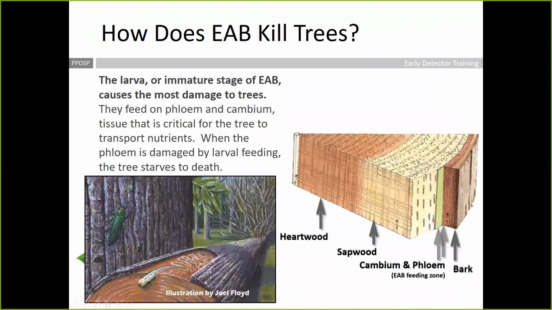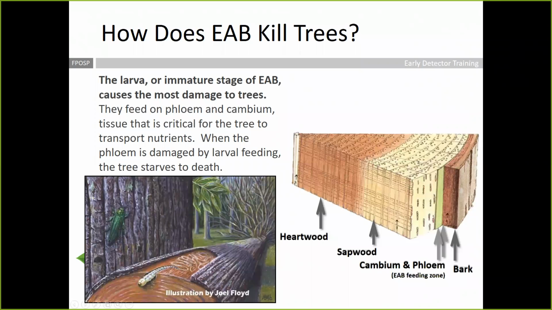The larvae feed in the cambium and phloem their whole life. So you remember I showed you that picture of the Asian longhorn beetle. You saw the larvae feeding in the phloem, and then they move down into the xylem, into the sapwood, and then deep into the heartwood. These guys are primarily feeding just on the cambium and phloem their whole life.